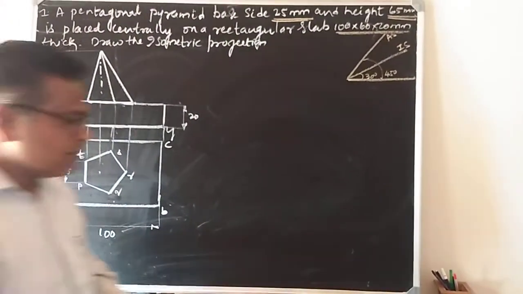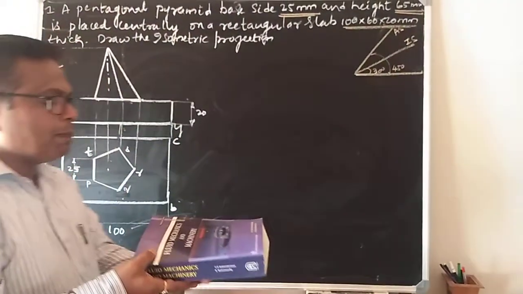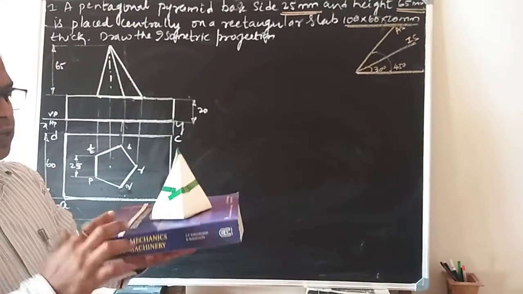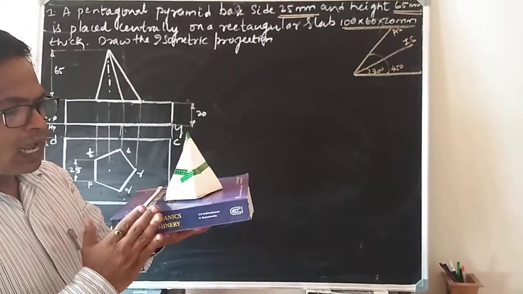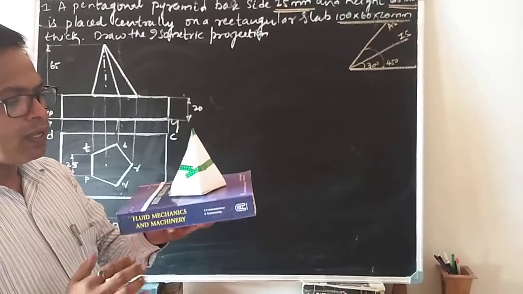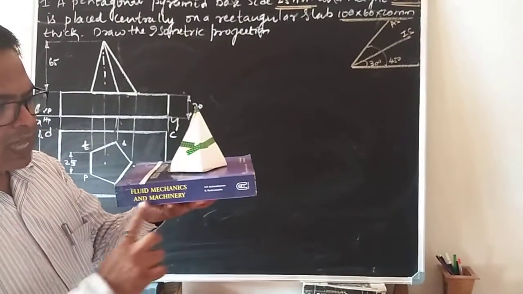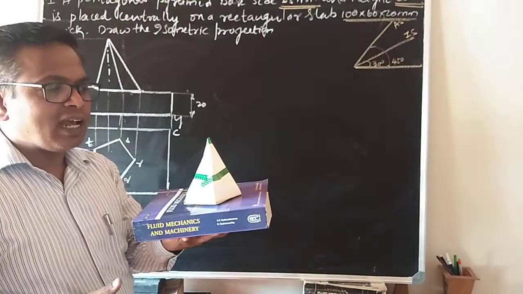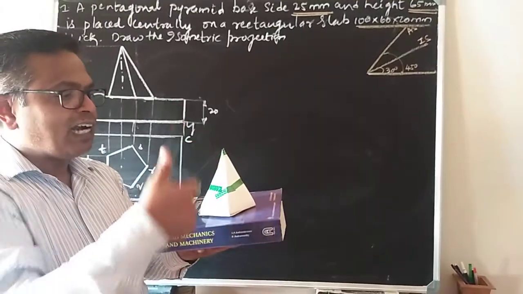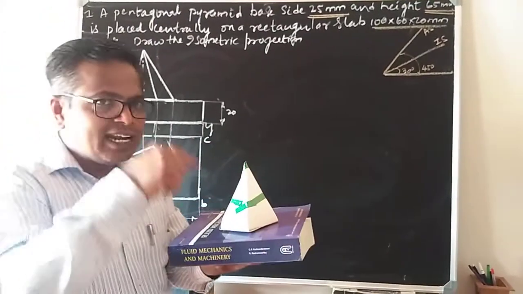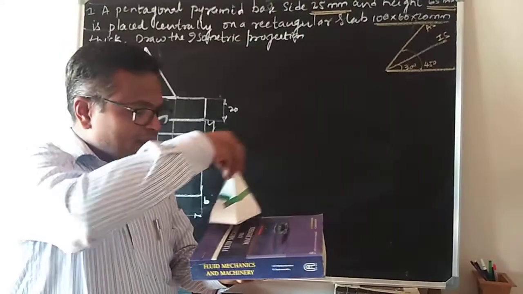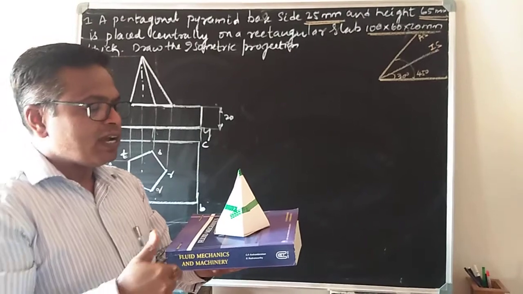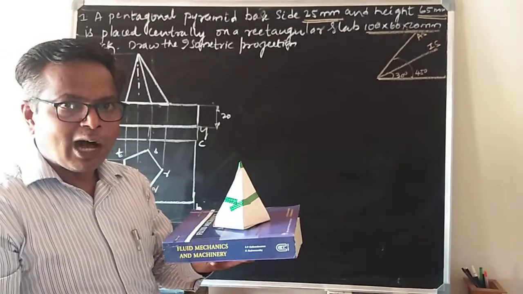So let me understand, here we have a rectangular block. Above that we have a pentagonal pyramid. We have two solids, one is called rectangular block, the other is called pentagonal pyramid. This rectangular block has a base of 100 mm by 60 mm and thickness 20 mm. Above that a pentagonal pyramid of side of base 25 mm, height of the axis 65 mm. It is placed centrally, not somewhere off to the side, it is exactly at the center of the rectangular block in which both the axes of the solids are collinear.